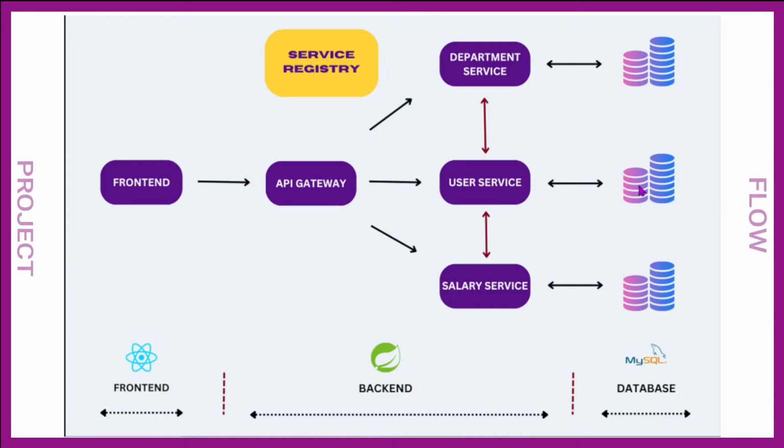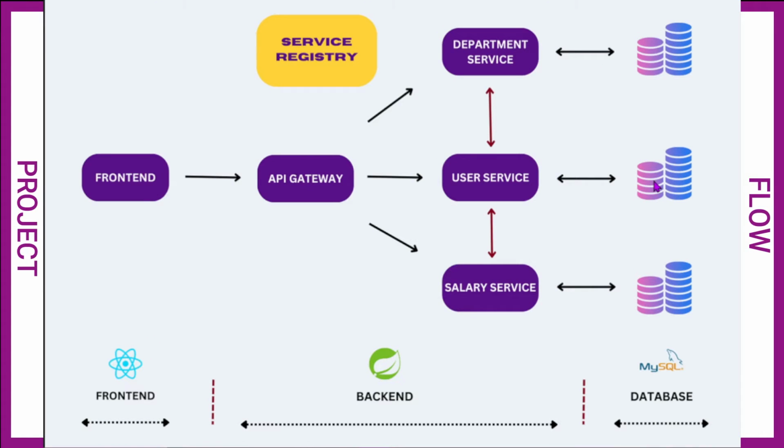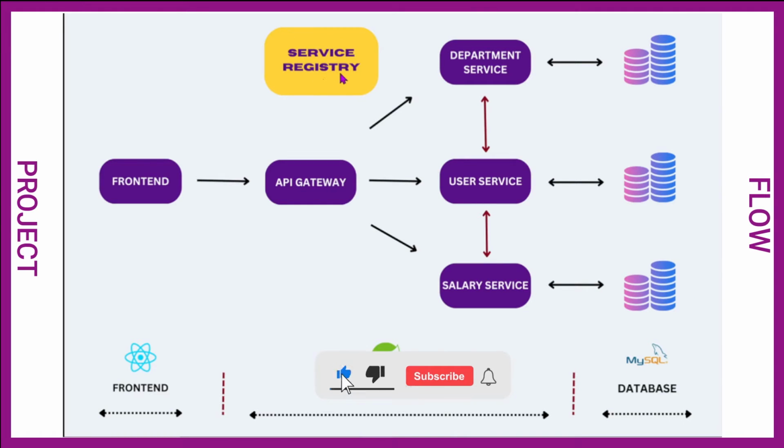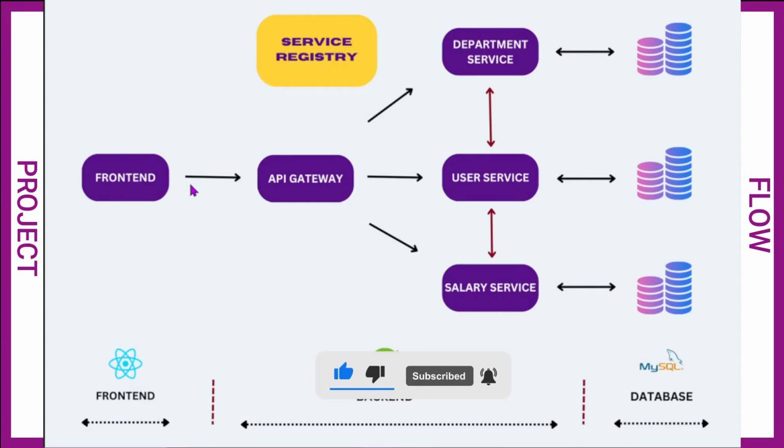And now let's see the project flow, like how the request is coming from the front end to the back end. So at first, all our microservices will be registered here in the service registry. From the front end, request will initiate and it will go to the back end. So firstly request will go to the common server, which is API gateway. And from the API gateway, based on the request from the front end, it will route to the required services, that is user service, department service, or the salary service.